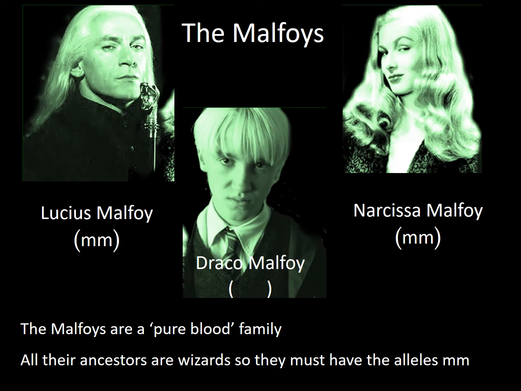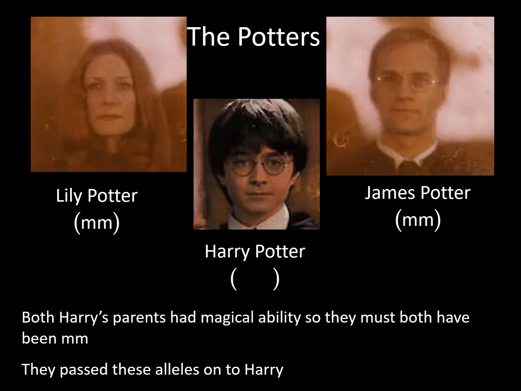So here we have the Malfoys. You see that Lucius Malfoy is little m, and Narcissa Malfoy is little m. So each of them can only give that little m allele to Draco. So here he gets the little m from dad, and here he gets the little m from mom. And we know that both family members are homozygous recessive because they are a pure blood family, meaning all of their ancestors are wizards, so all of them must have the little m allele.